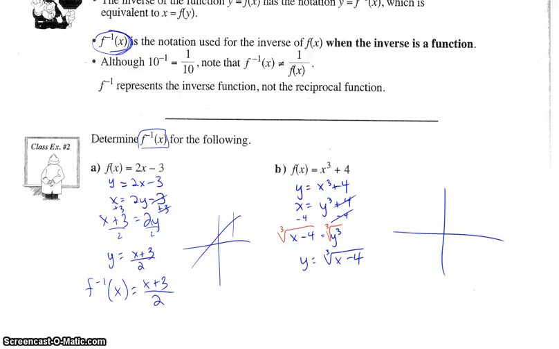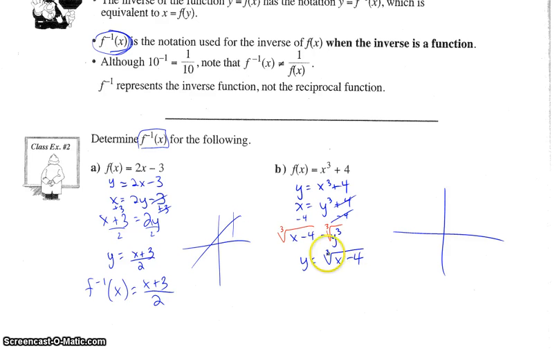Okay, so the answer I arrived at is y equals the cube root of x minus 4. So we made f of x into y, switched x and y, isolated y by subtracting 4 from both sides, and then finally got rid of the cube on the y by cube rooting both sides. Now the question is, there might be one more step: should we change y into f to the negative 1 of x, or the f inverse of x?